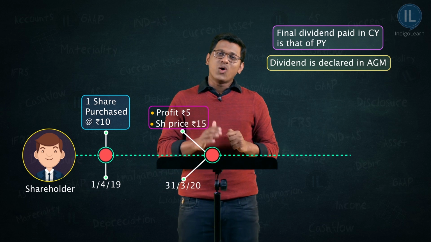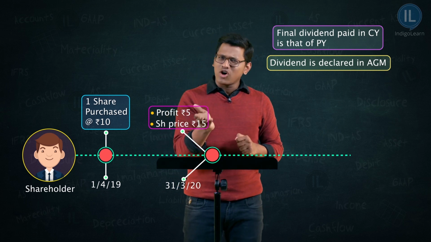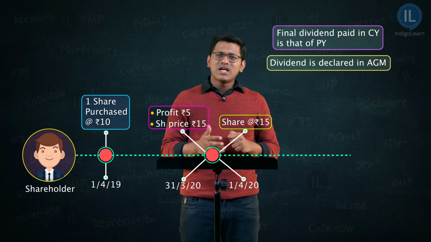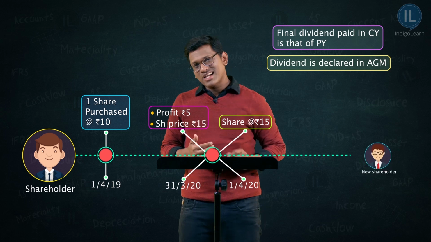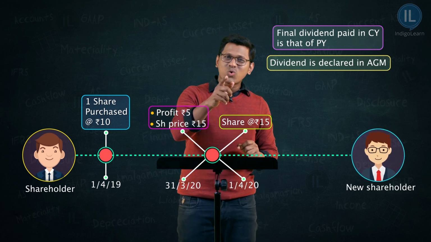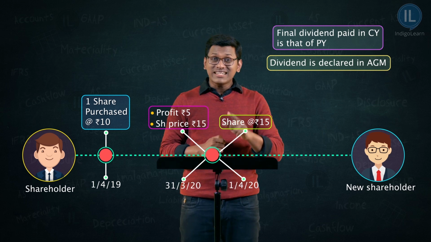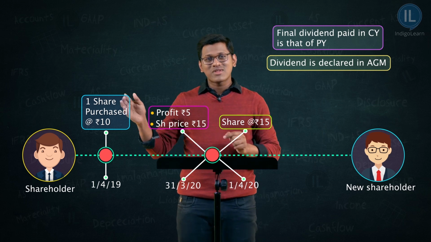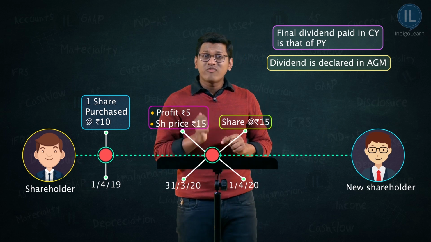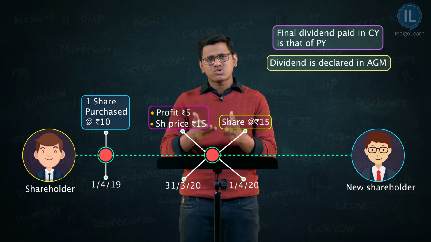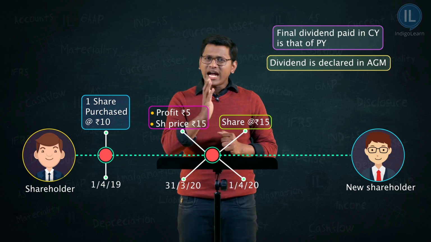On that day, or on 1st April 2020, I sold my share to my friend, that is you. When I sold the share to you, I sold it at 15 rupees. Now, listen carefully. I bought it at 10. I sold it to you at 15, on 31st March 2020 or 1st April 2020.